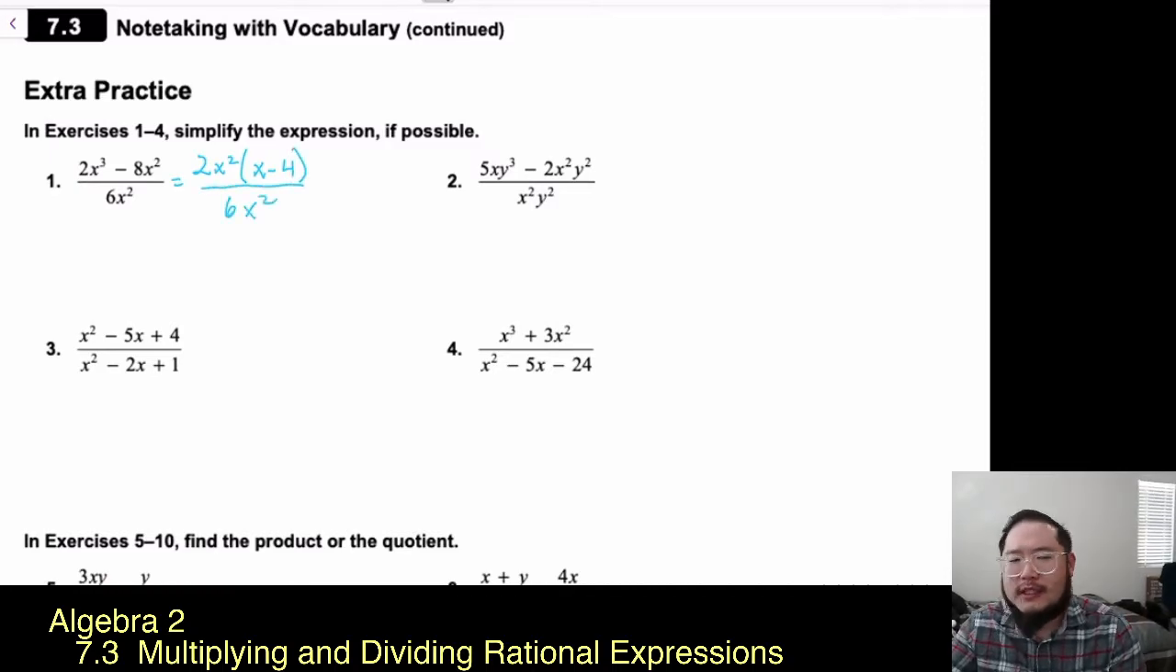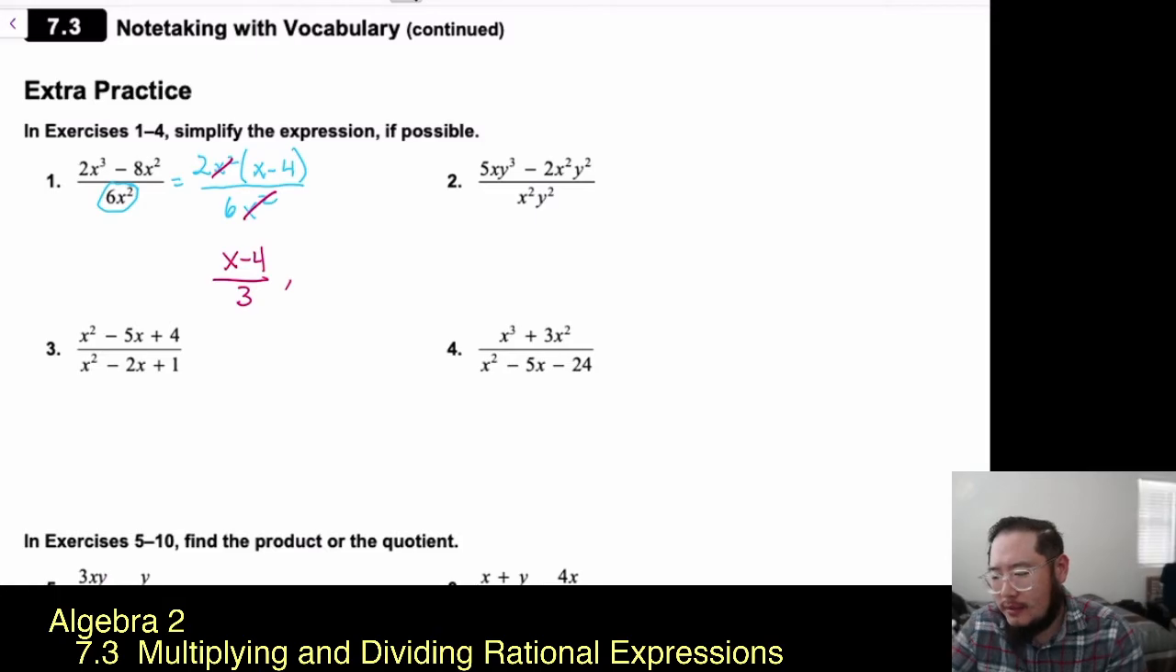So with things factored out, we can now use that to reduce. I can see right here the x squares can cancel. The 2 over 6 becomes 1 over 3. So my final answer is going to be x minus 4 over 3. If we talk about our restrictions, in the original there is an x in the denominator, and in the final answer there is no x. So let's put x cannot equal 0 as a restriction.